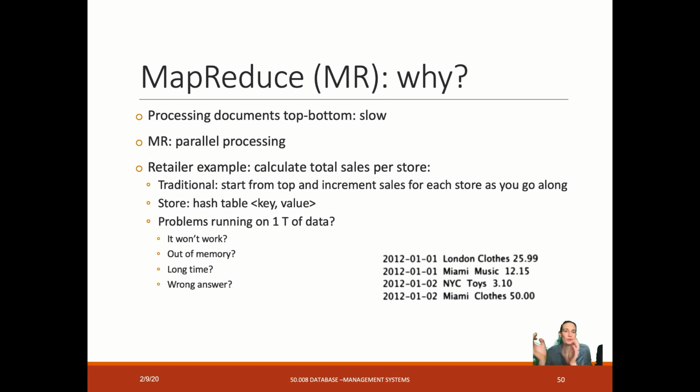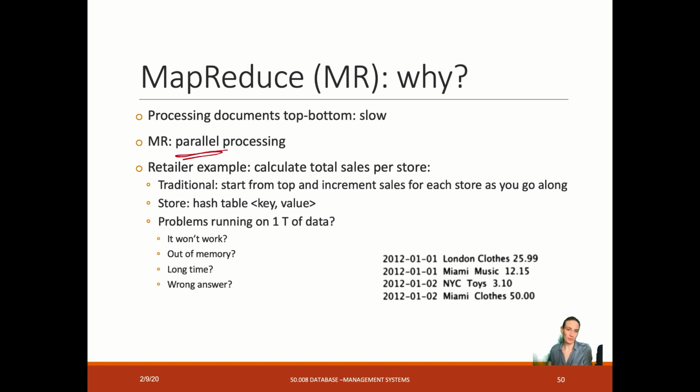All right, so MapReduce, why do we use it? If we don't know how to store our files, how do we retrieve the files or process them on the cloud and then retrieve them? When we have a super long text document and we want to process it top to bottom, it's really slow. So MapReduce allows for parallel processing, which is what we want in cloud storage.